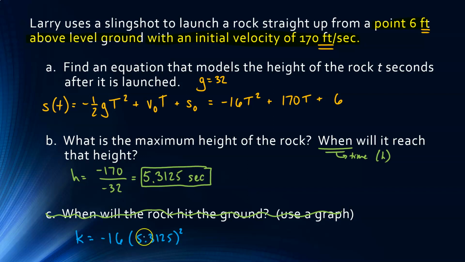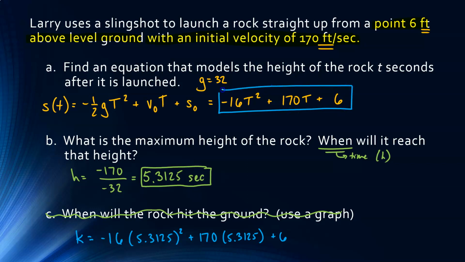All right, so we'd have negative 16 times 5.3125 squared plus 170 times 5.3125 plus 6. Again, I'm using this equation to plug those numbers in. Now when you type this on your calculator, please do yourself a favor. Don't break this down into separate parts. Just plug that all in on your scientific calculator. When you do that, you get 457.5625 feet.